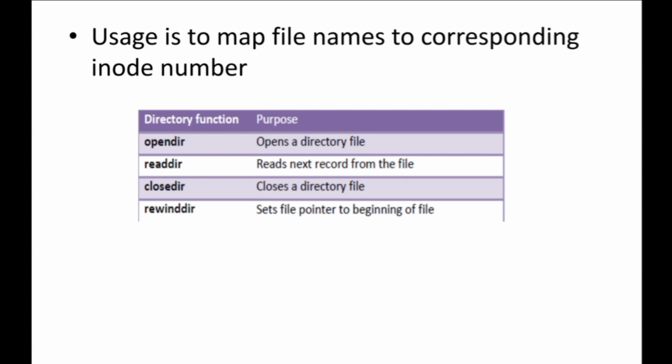And to set the file pointer to the beginning of the file, that is the first line, assume that as the content, you can use the rewinddir function. Very simple, guys. To open the directory, opendir. To read the next record from the file, readdir. To close the directory, closedir. To set the pointer to the beginning, that is the first line, rewinddir. So these are the commands I can use to access the directory file.